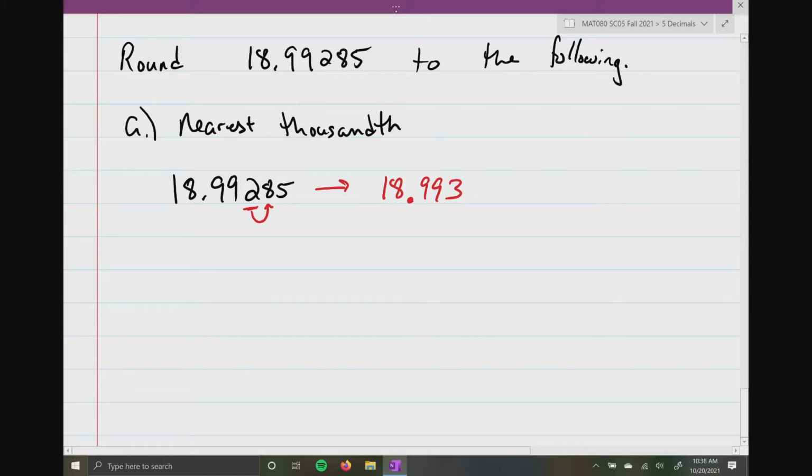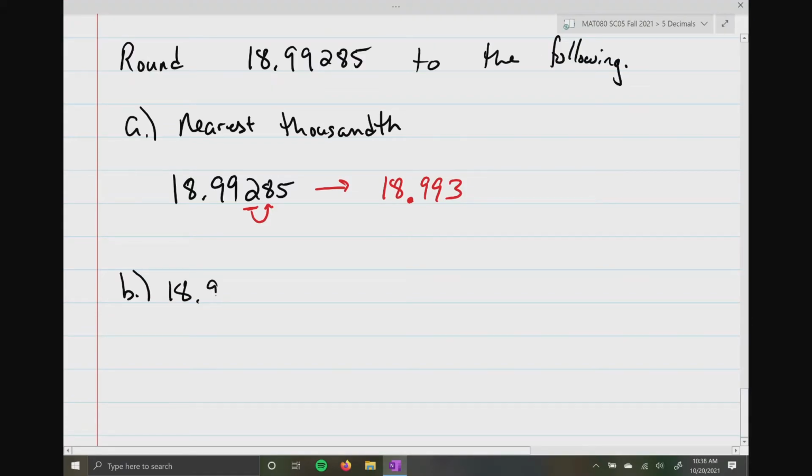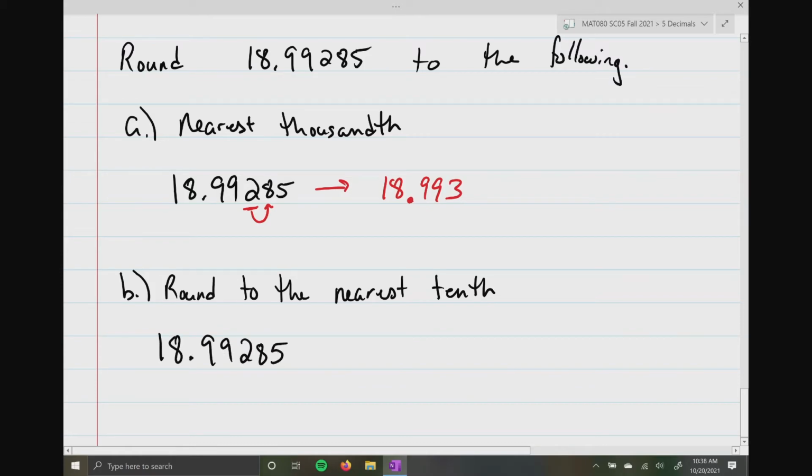Now part B. I'm writing out the number without the directions. If I want to round this to the nearest tenth, I write the number again. I underline the place value in question. So the first 9 is the tenths position. I look to the right. That is a 9, so I know I'm going to round up.